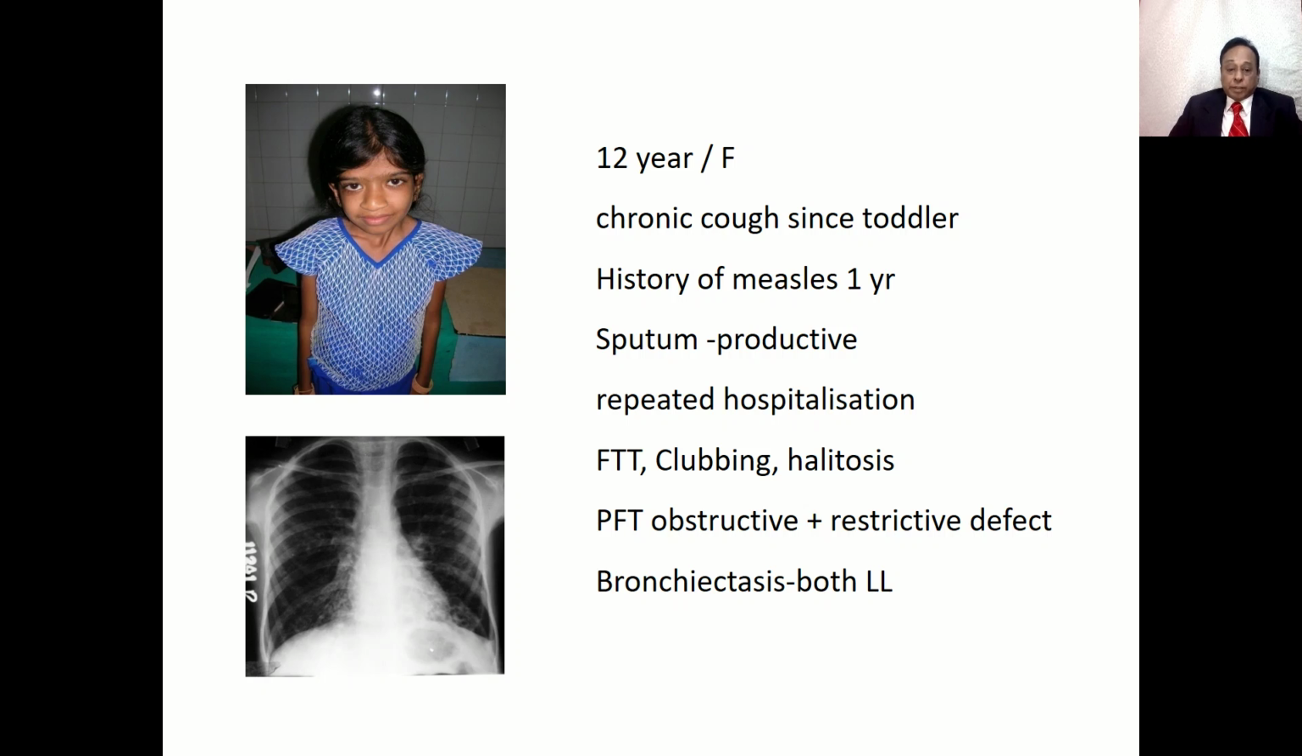The child developed, typically after some time, initially an obstructive pattern on spirometry. Later, it developed both obstructive and restrictive defects, and that is what typically happens in bronchiectasis also. And this is a child who has bronchiectasis of both lower lobes. In those days we did all the investigations, and to my knowledge, we had not come to the diagnosis.